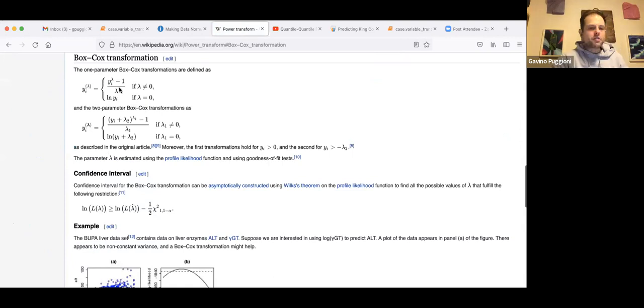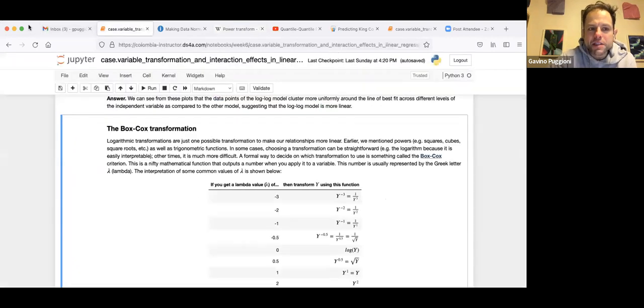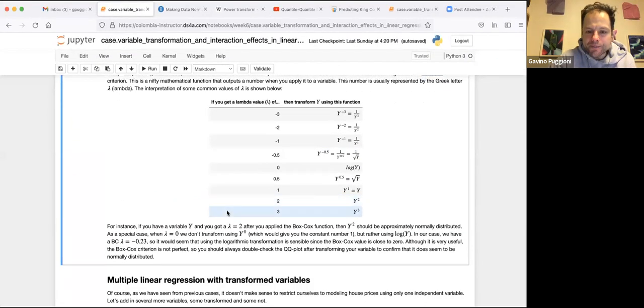Here it is. The Box-Cox transformation is the following. So if lambda is different than 0, this is the formula. You take y to the power of lambda minus 1, divided by lambda. And how is this lambda found? Well, the lambda is found by an optimization process, so that it gives the variable that ends up looking the most similar to the normal distribution.